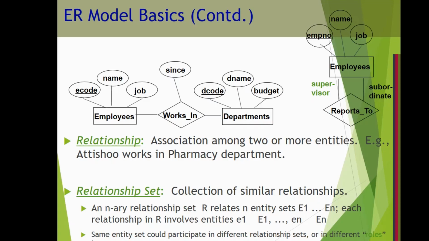Because this is nothing but the concept of supervision. In some books you will find the relationship named supervision. I have named it reports to because that is simple to understand. So who reports to whom? A subordinate employee reports to another employee who is a supervisor. So what is this relationship? Reports to is nothing but a recursive relationship. Why recursive? Because employee is related to itself.